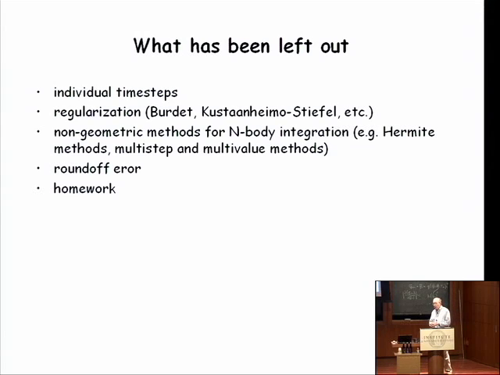In many of the standard n-body codes, they use techniques like Hermite integrations or multi-step, multi-value methods that are not geometric, but for practical purposes still work very well because the systems are so chaotic and have so many close encounters that the most important thing is to follow those as accurately as possible. I've left out the subject of round-off error, which is a really interesting one in itself, and which can be the dominant source of error for very long integrations, particularly in the planetary case.